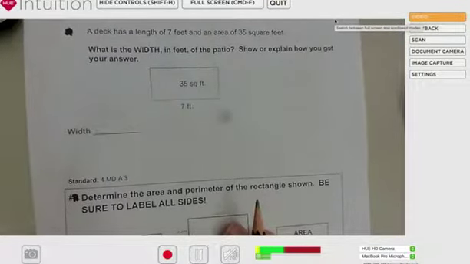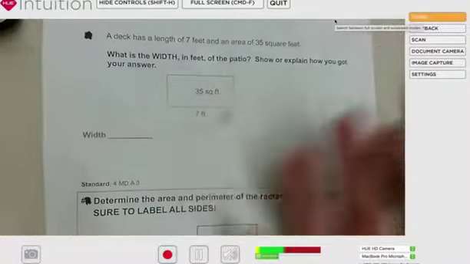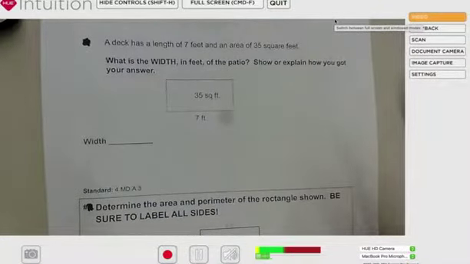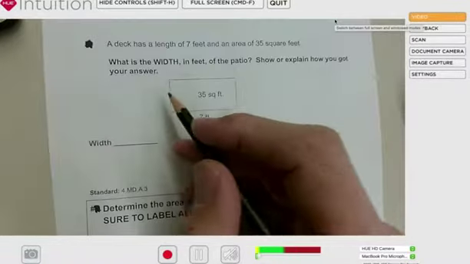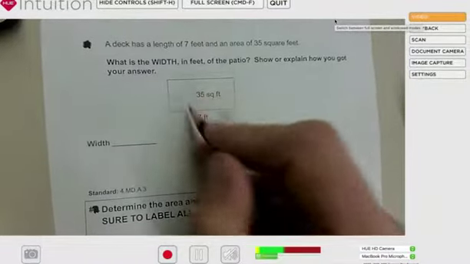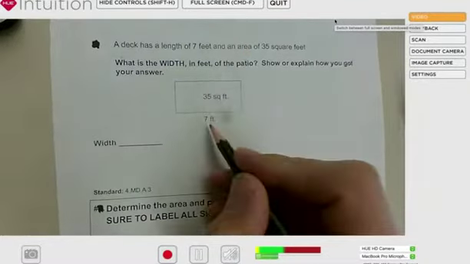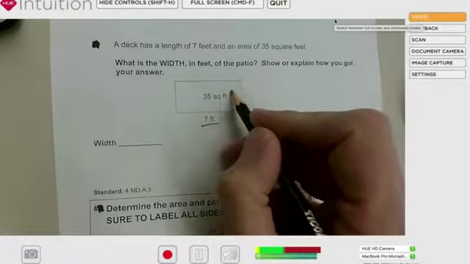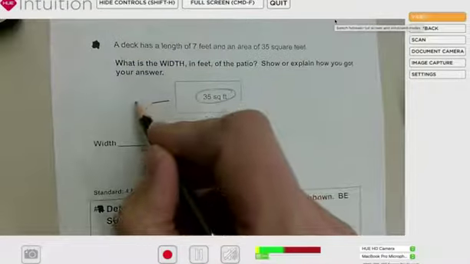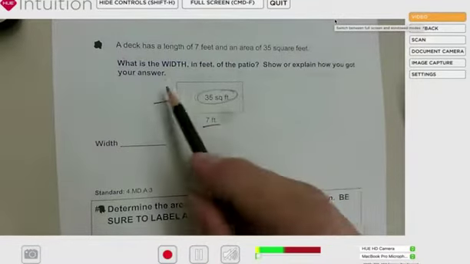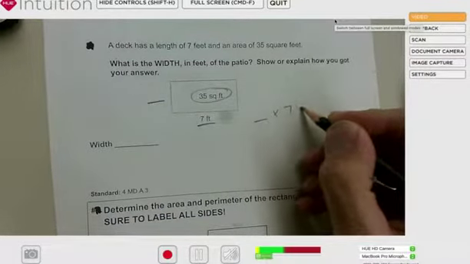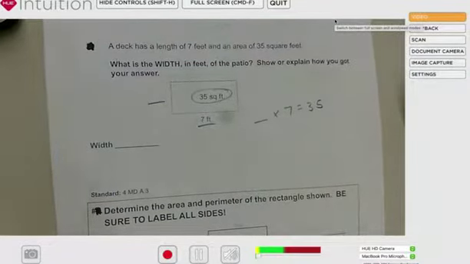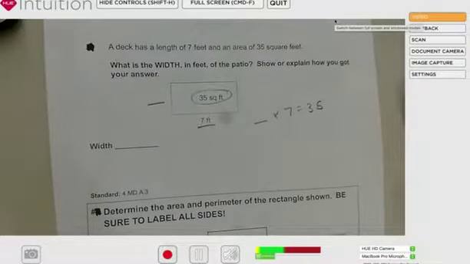When we were doing the area model in our notes, we've been doing area for a while now, right? So we really have been practicing. Now maybe perimeter not so much. So this is one of those find the missing pieces things. A deck has a length of 7 and an area of 35. We do not know the width. You see that? What is the width? So something times 7 equals 35. Okay? That's what it is.